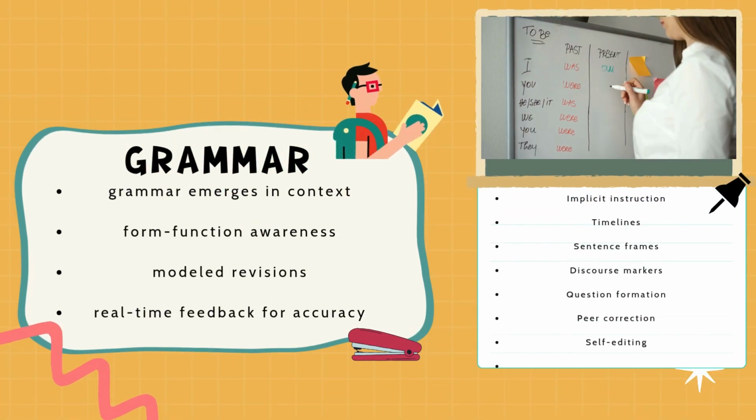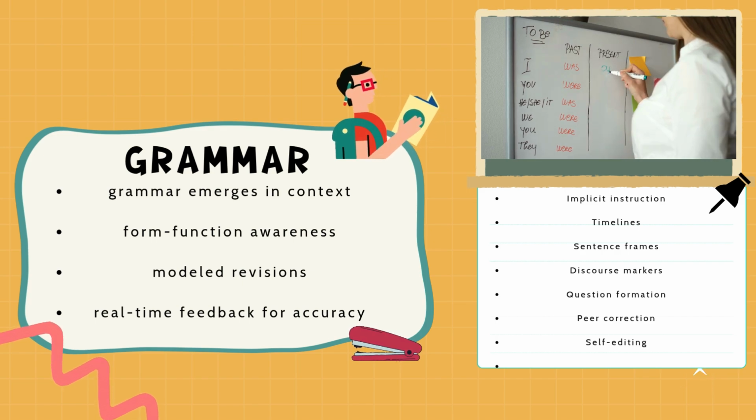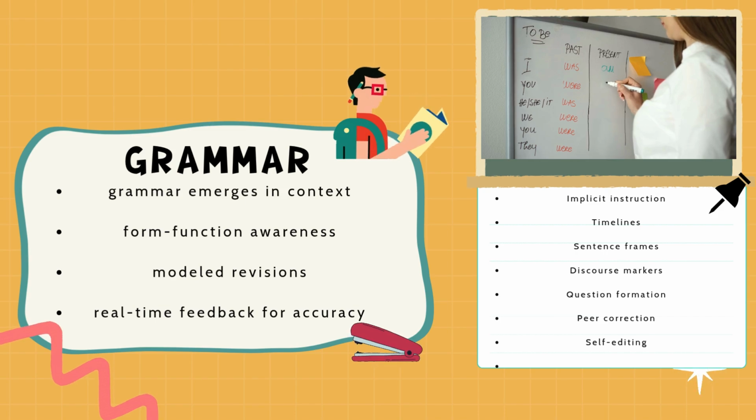Grammar. Grammar is taught implicitly within meaningful contexts rather than isolated drills. Learners explore tense distinctions via timelines, sentence analysis, and peer correction. Structures emerge naturally during speaking and writing, with the teacher offering real-time feedback to support accuracy.